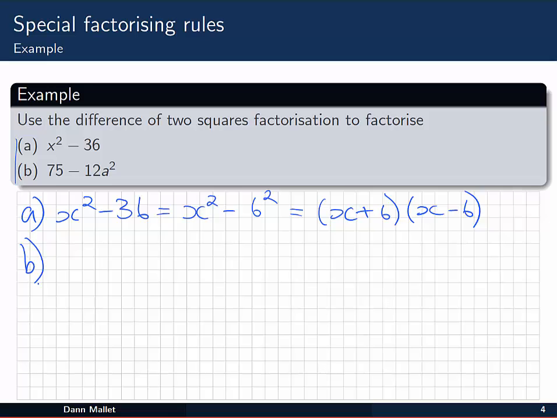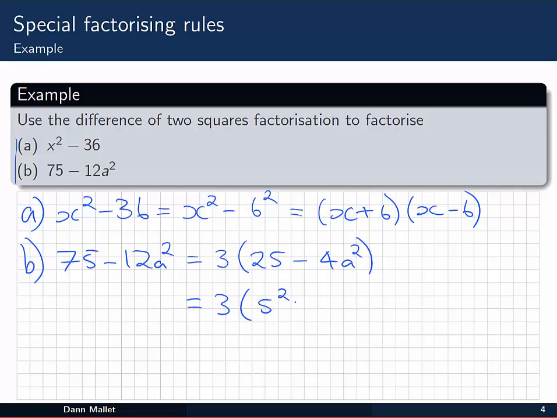In part B, it's a little more obscure. We've got 75 minus 12a squared. Now I can't see 75 as being the square of anything, and similarly 12a squared doesn't look like the square of anything. But if we notice a common factor of 3, we're then left with 3 outside of 25 minus 4a squared, which can then be written as 3 outside of 5 squared minus 2a all squared. Now we've got a difference of squares, and we can use our rule to give us 3 by 5 plus 2a, 5 minus 2a. Again, you can expand it out to check.